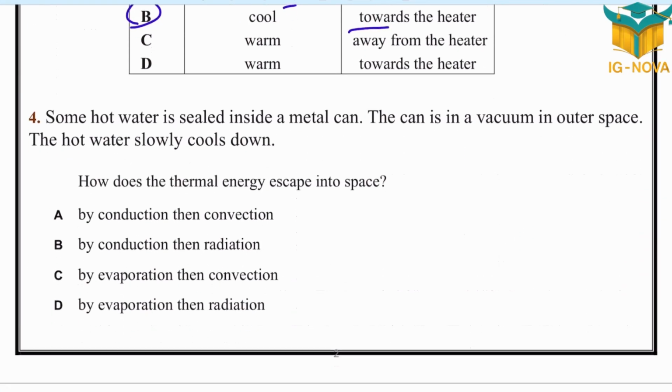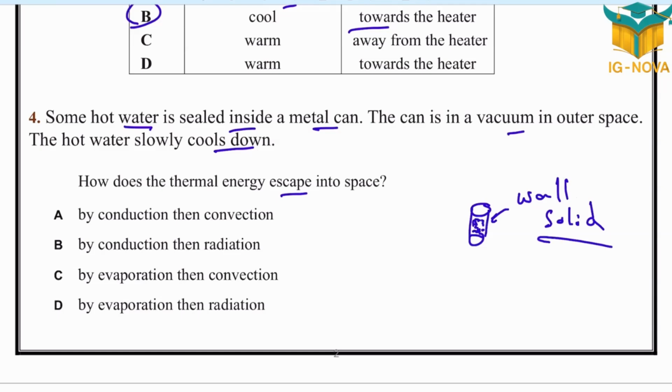Question 4. Some hot water is sealed inside a metal can. The can is in a vacuum in outer space. The hot water slowly cools down. This question we explained before, in the previous worksheet. How does the thermal energy escape into space? If you have a can here, with a liquid inside, the liquid touches the can wall, and as the wall is solid, conduction will begin. So I'll go for conduction to begin.